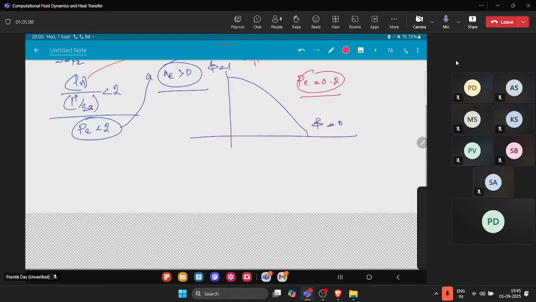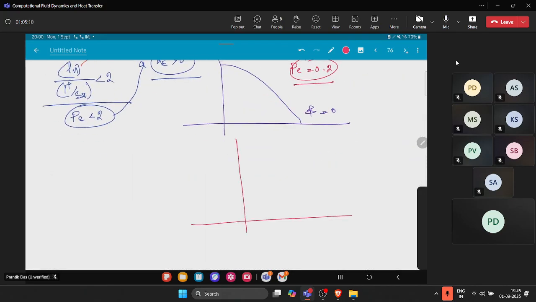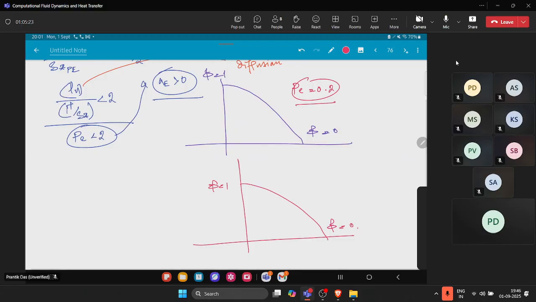If the Peclet number is greater than 2, the analytical solution, or the correct solution, ranging from phi equal to 1 to phi equal to 0, is somewhat like this. But your numerical solution basically looks like this. It will start to oscillate, if the Peclet number is some 5 or something like that.